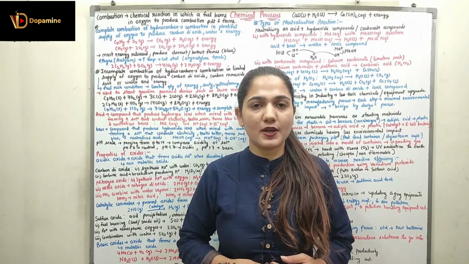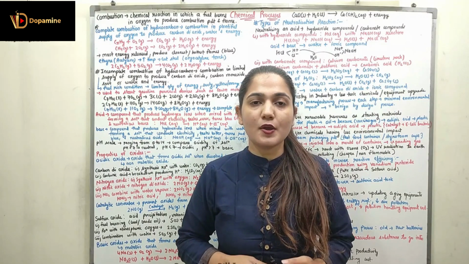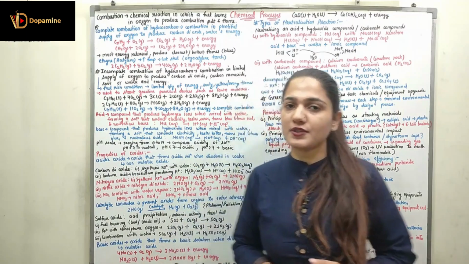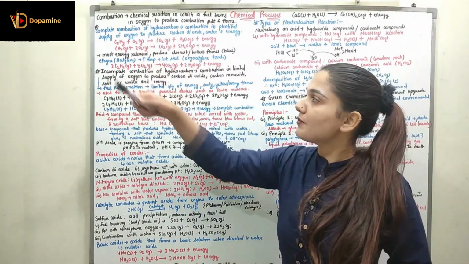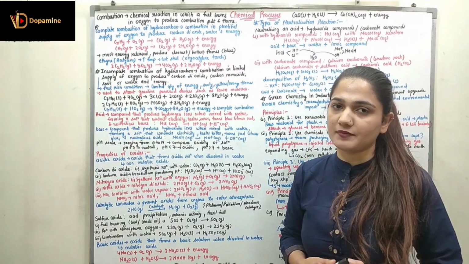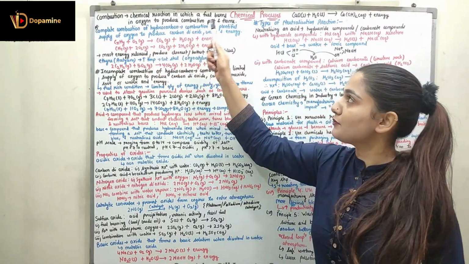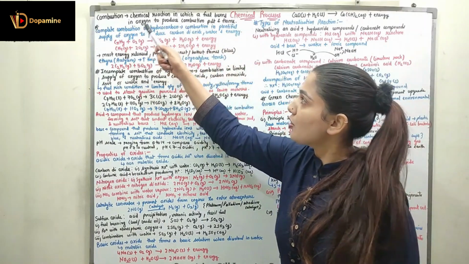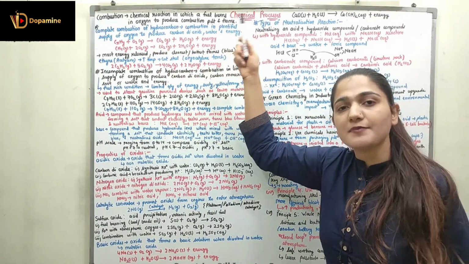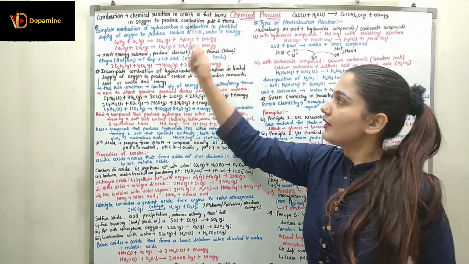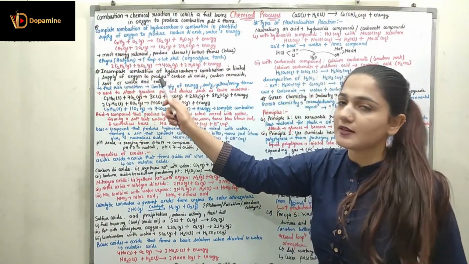Today in this video we are going to discuss chapter 5, that is the chemical processes. First of all we are going to start our discussion with combustion. We are going to see what is complete combustion and what is incomplete combustion. What is combustion first of all? Combustion is a chemical reaction in which a fuel burns in oxygen to produce combustion products and sometimes a flame as well. Right, so now we have two types of combustion, complete combustion and incomplete combustion.